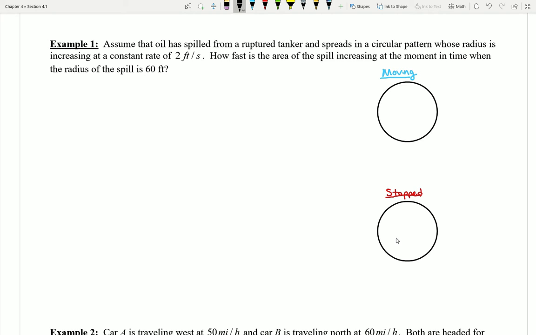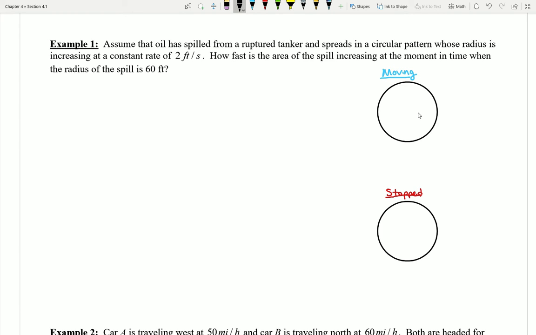And I'm going to go ahead and actually create 2 pictures to try to help me. I'm going to first sketch out one picture of the oil spill. And since it says it's in a circular pattern, I've drawn a circle here. And in this picture, I'm going to label a bunch of stuff in blue for things that are going to be moving, things that are going to be changing in this movie.